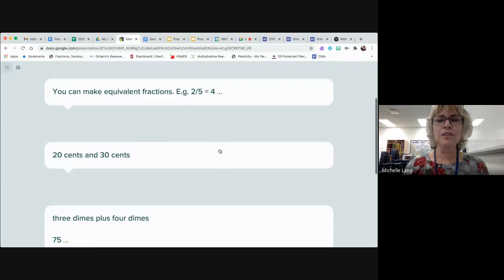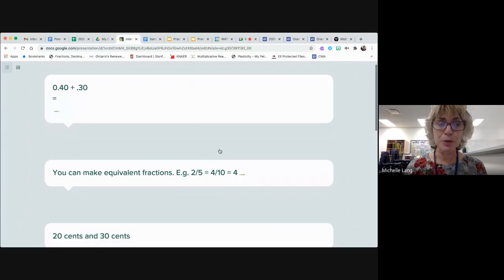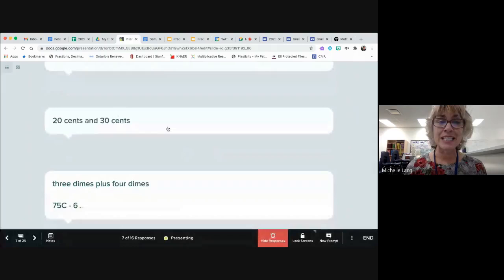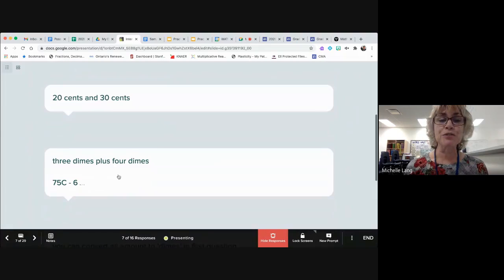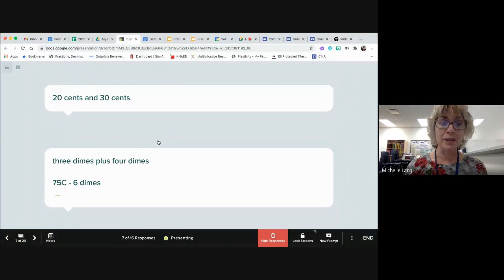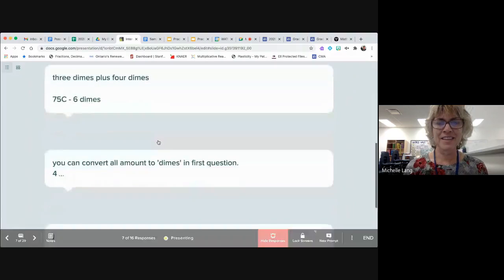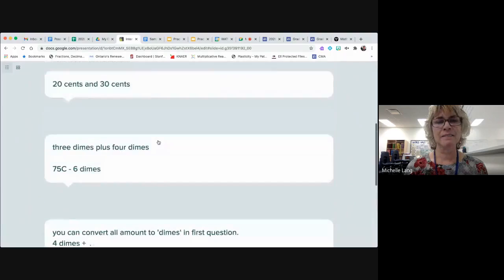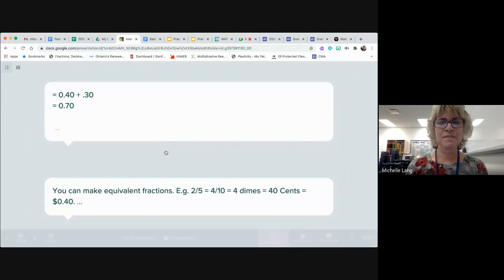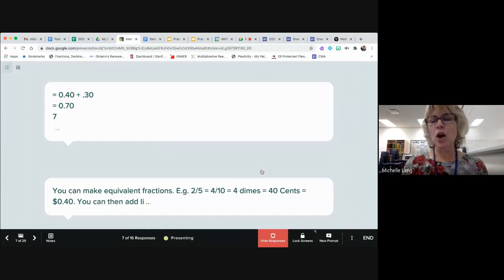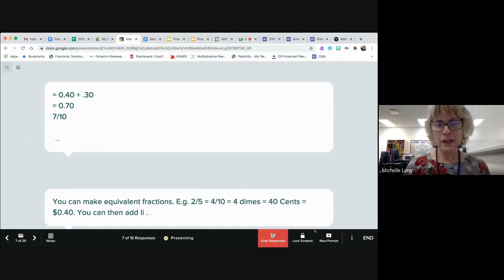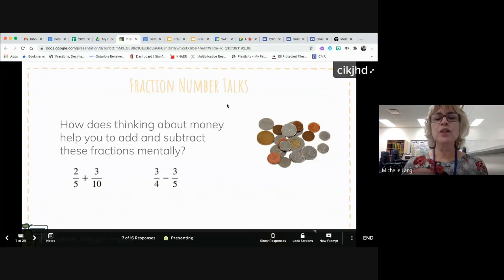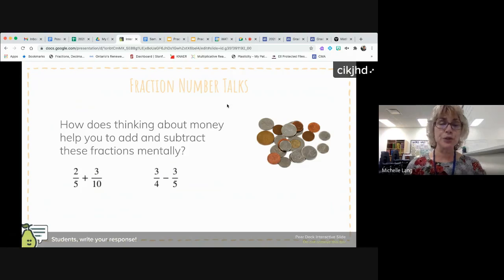I like that we're seeing all of the different representations. We're seeing a decimal representation. We're seeing the words 20 cents, 30 cents. We're seeing the words for the coins, 3 dimes plus 4 dimes. Fractions of a dollar. The fact that you were able to make all of those connections is one of the reasons we want to give these familiar contexts to students as well when it comes to our number talks.